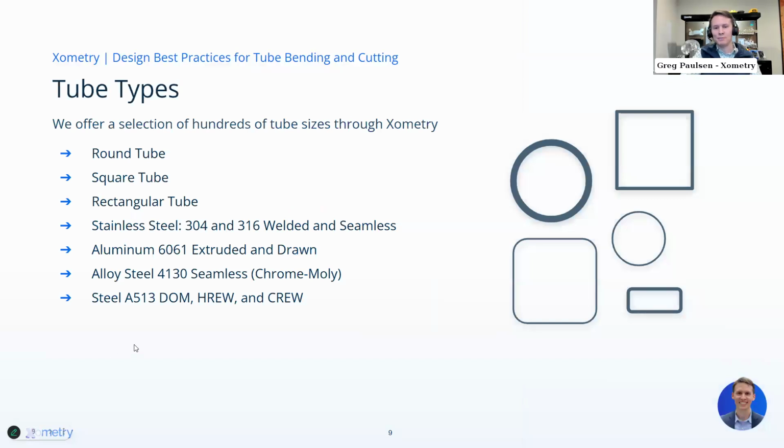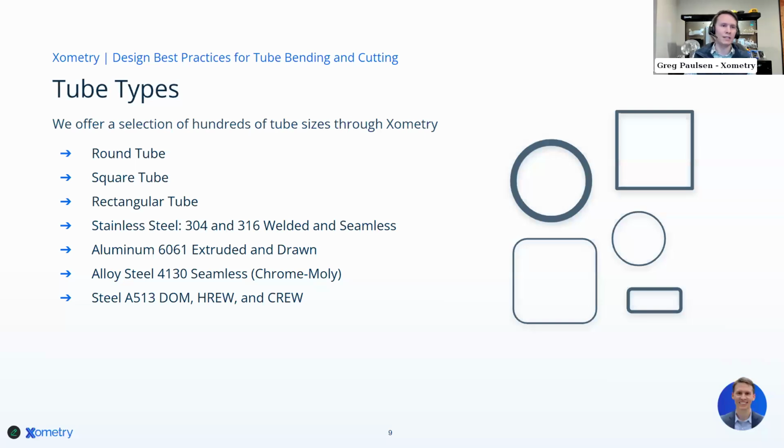So we mentioned tube types. I should also show it on our website where you can find the drop-down menu of available tubes for our instant quoting. Right now we're looking at round, square, and rectangular tubes. And the common alloys are going to be the 304, 316 welded or seamless tubes, 6061, a chromalloy, so 4130 chromalloy, which is usually more for structural component design, and the bread and butter steels that we have like A513, which comes in different.